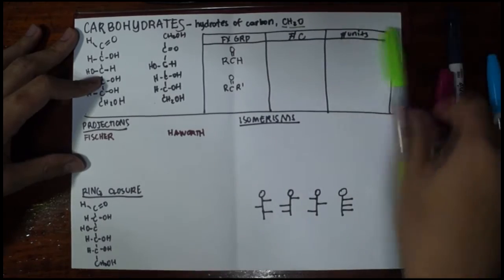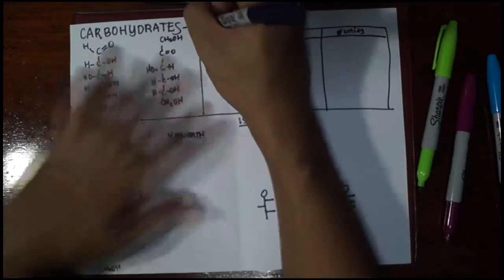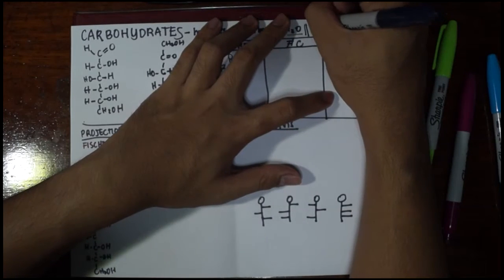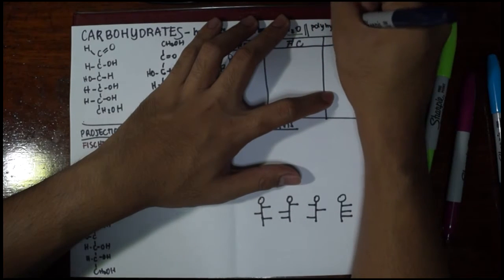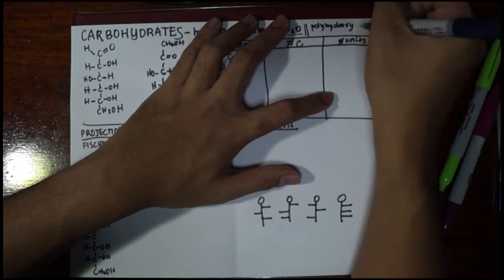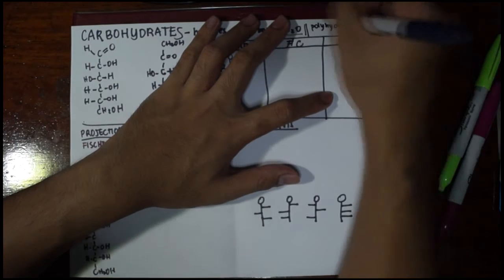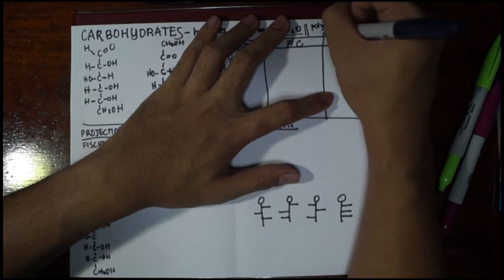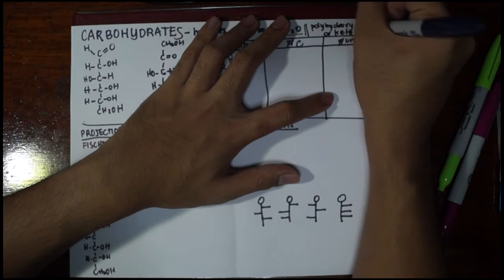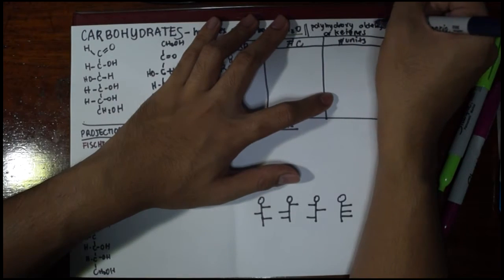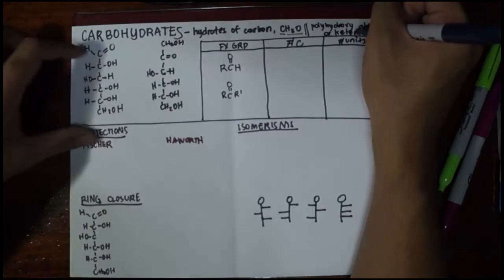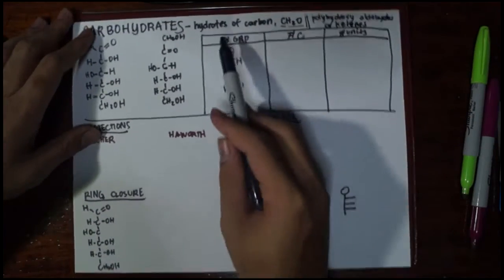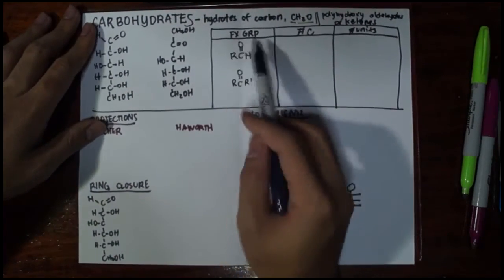But a more precise definition of carbohydrates, if you talk about structure, is that they are polyhydroxy or polyhydric, meaning there are a lot of OHs, aldehydes or ketones. So it could be an aldehyde with many hydroxyl groups, or a ketone with many hydroxyl groups. Meaning you could classify carbohydrates based on the functional group that it possesses.